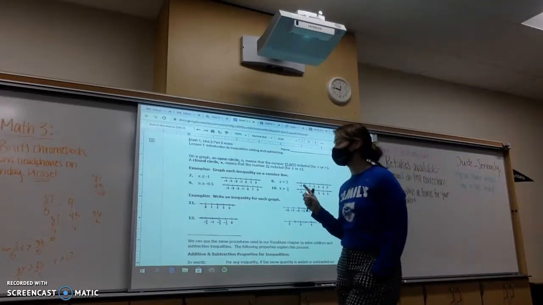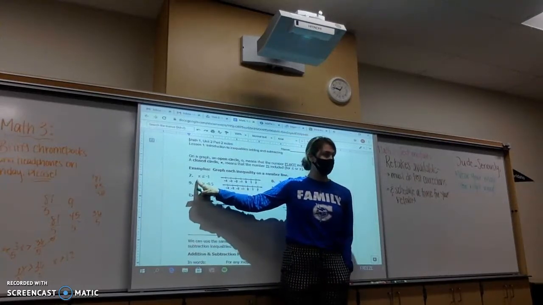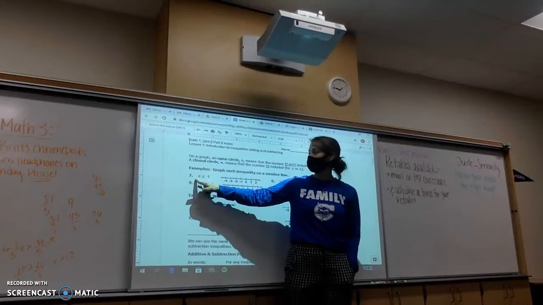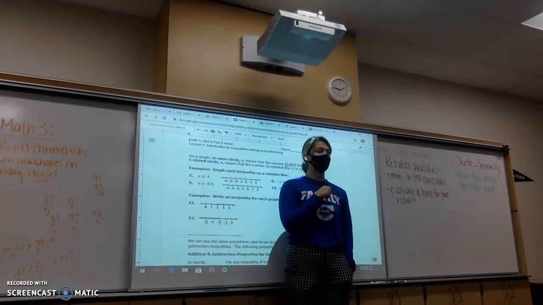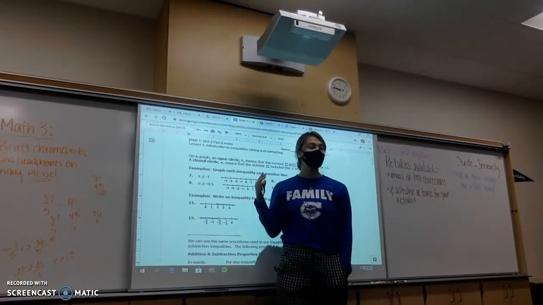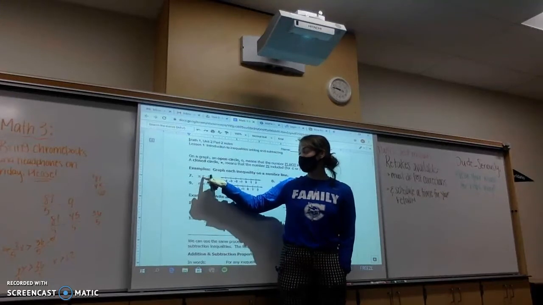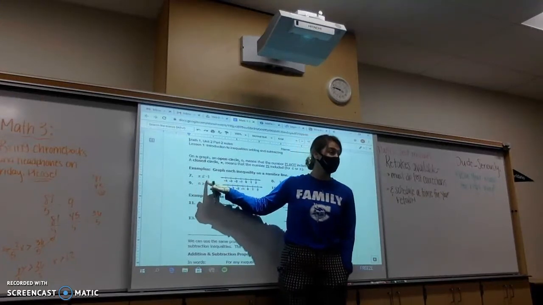The first most important thing is to make sure our variable is on the left-hand side of my inequality. Is my variable on the left-hand side of this inequality? Boom, easy, good to go. We read this left to right, so we're reading this as x is less than or equal to -1.